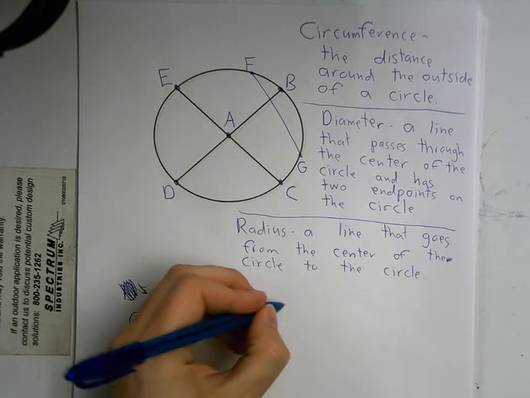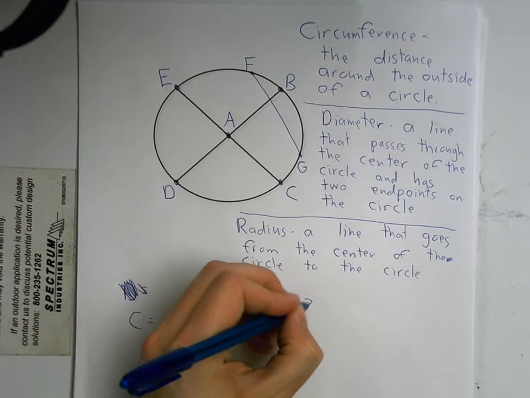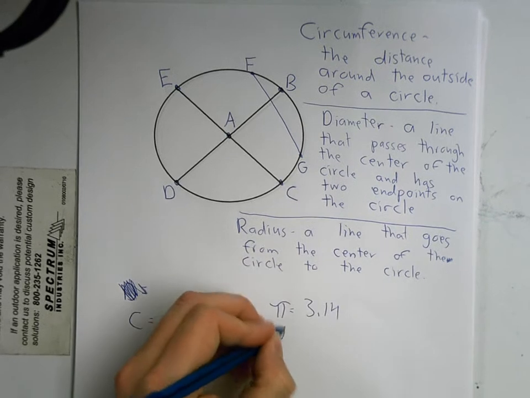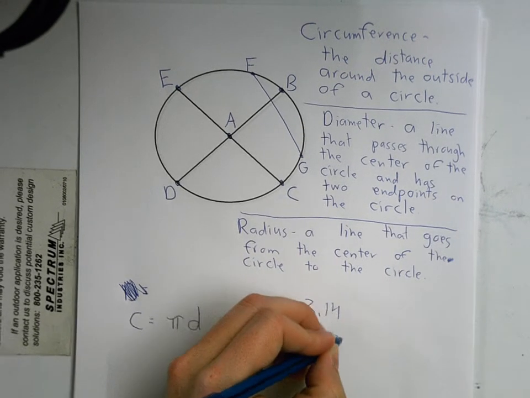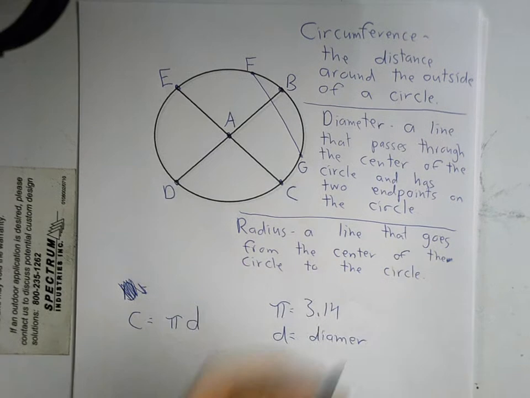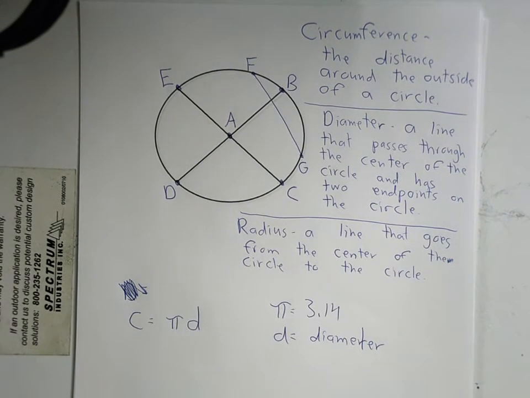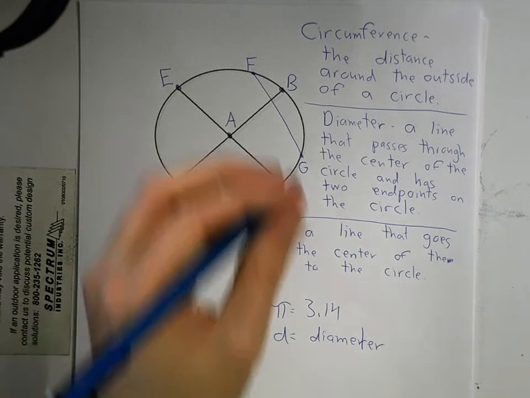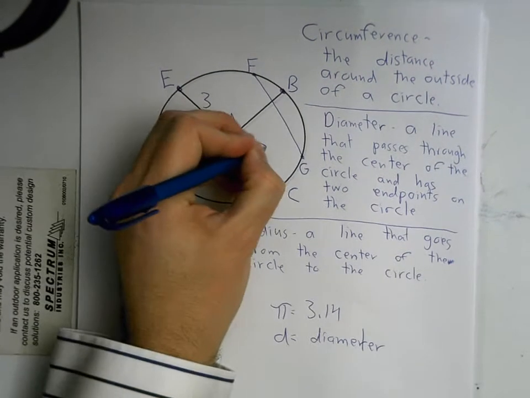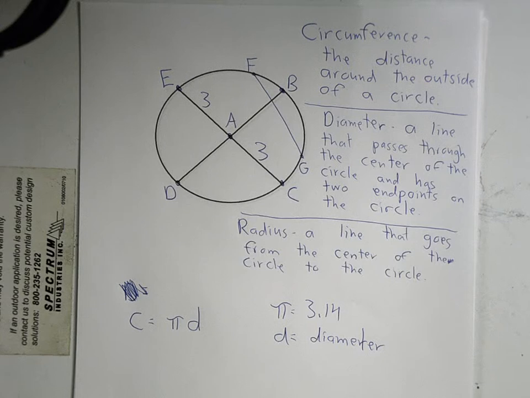Pi is going to be 3.14, and D equals the diameter. I am really not doing a good job of my writing on this one. I turned that R into a T. Okay? Now, we don't have any numbers here, do we? We don't. So what if I did this? Can someone tell me how they would set up to find the circumference of this circle?